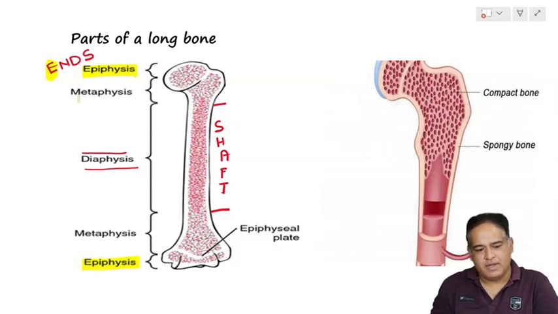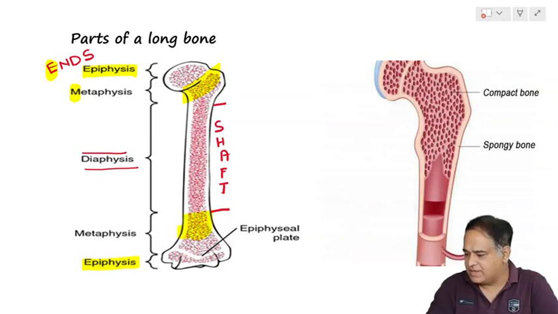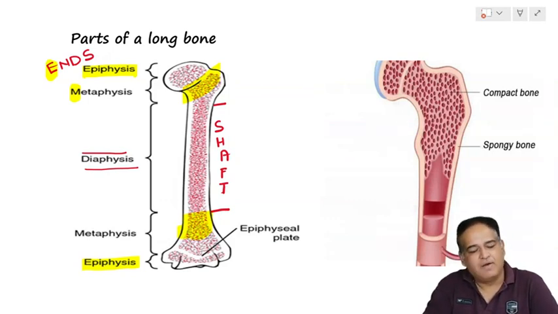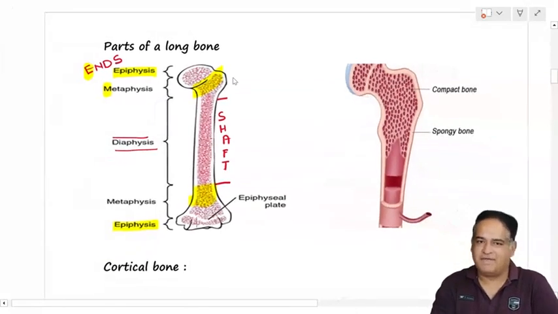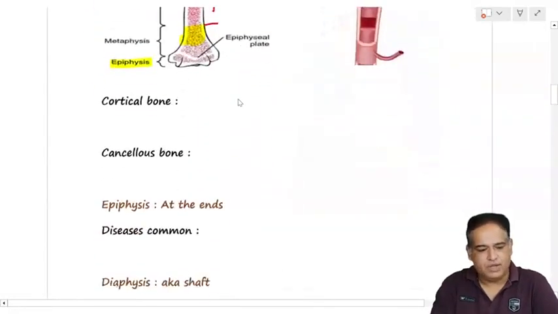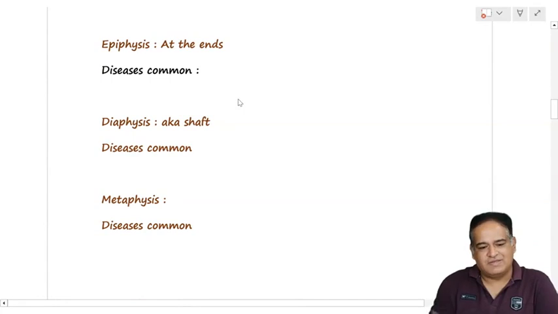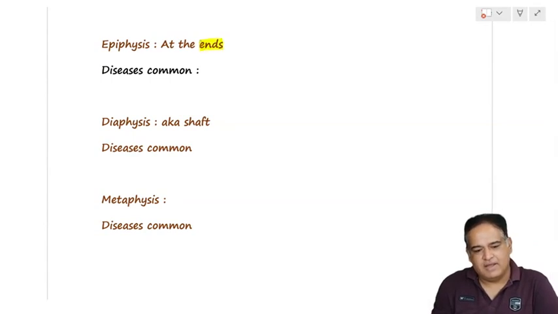Right, buddies? Now here, M for middle. So between epiphysis and diaphysis stands the metaphysis, on both sides. M for middle. So it lies in the middle of epiphysis and diaphysis. Right? Epiphysis is present at the ends. What diseases are common here?